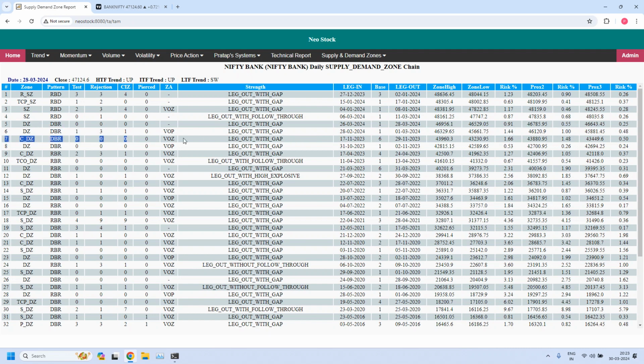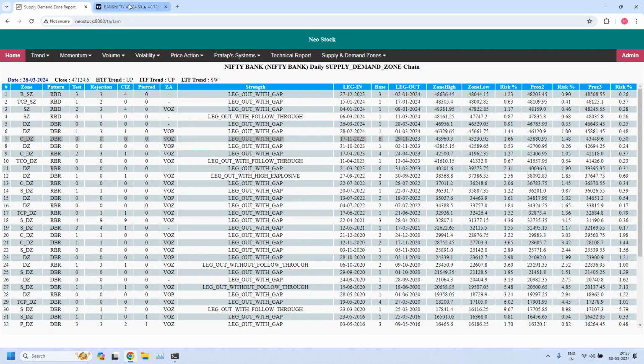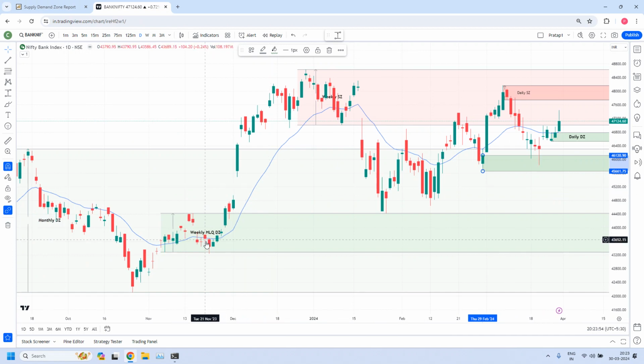The 7th, 17 level and 29, 6 base candles and 29.11. So when is this? 17.11. This is the one. We have a hidden body. We have 1, 2, 3, 4, 5, 6.